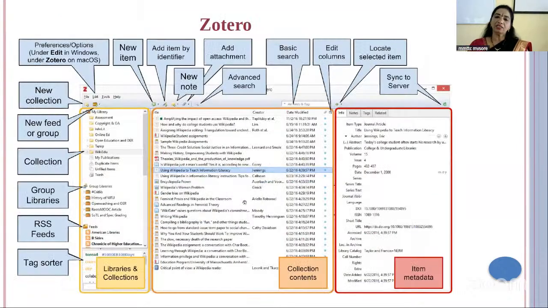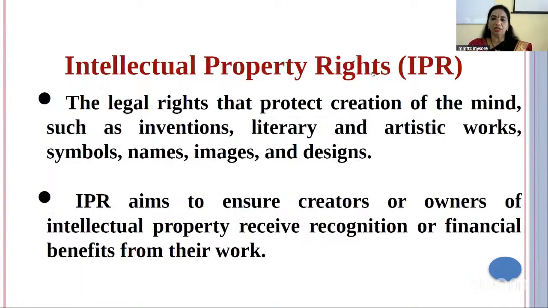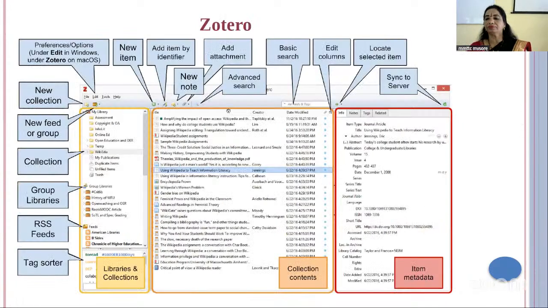Okay, so the next one is Zotero. Zotero also does almost the same job as your Mendeley. New collection, new feed or group, collection of the literature, group libraries, etc. Okay, so yeah, these are all the things about literature review. Suppose if you want to ask any questions regarding the literature review, you can ask. Otherwise, I'll proceed to take up the intellectual property rights.